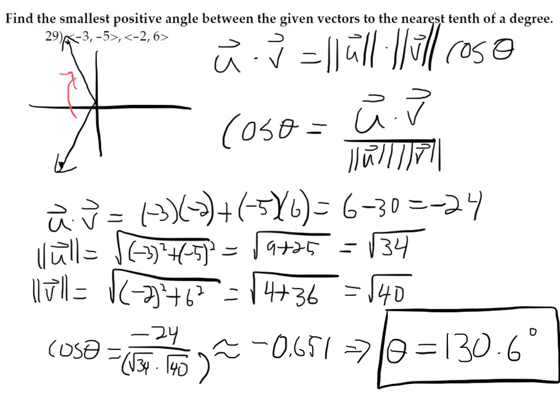And from our graph, that actually looks pretty close. It's more than 100, or at least more than 90. 130.6 is the answer. That's the smallest positive angle between these two vectors.